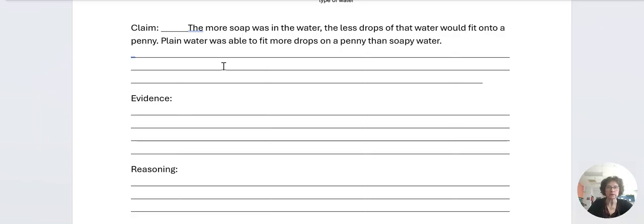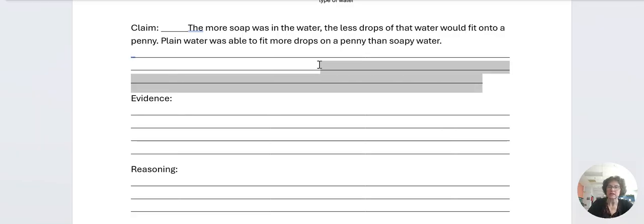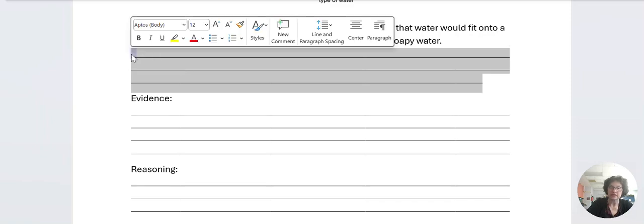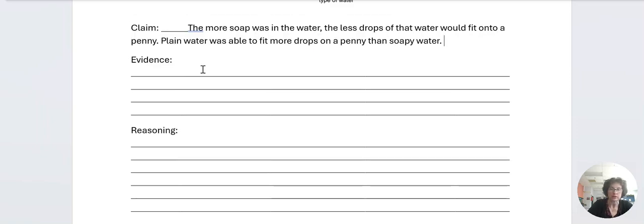With the claim, all you really want to do is just say what the IV and the DV were doing, right? That's all you want. So if my IV was the soap in the water, then you say, as I increase the soap, what happened to the DV, which is the drops on the penny? You say that as I increase the soap, the less drops of that water would fit onto the penny. Or I say the plain water, which was basically our control, was able to fit more drops on a penny than soapy water. That's the claim. You don't need to explain anything yet. You're just explaining the relationship between the IV and the DV.